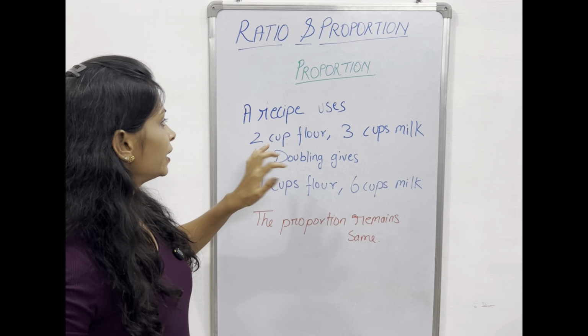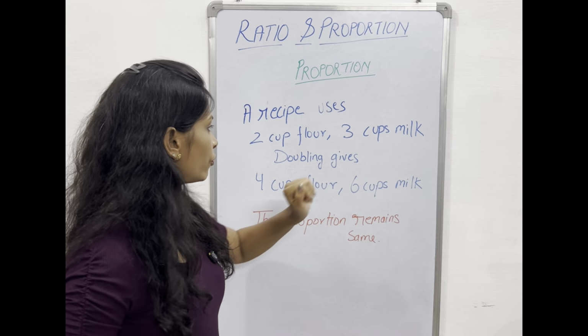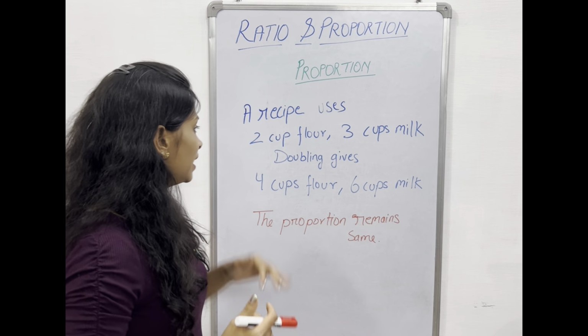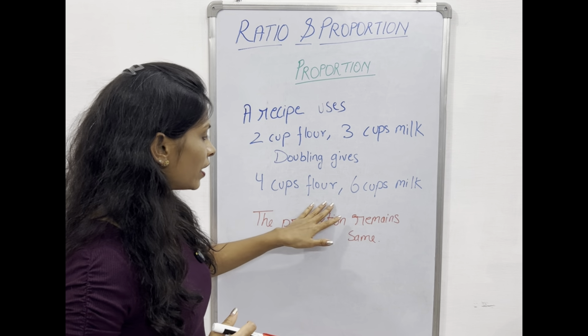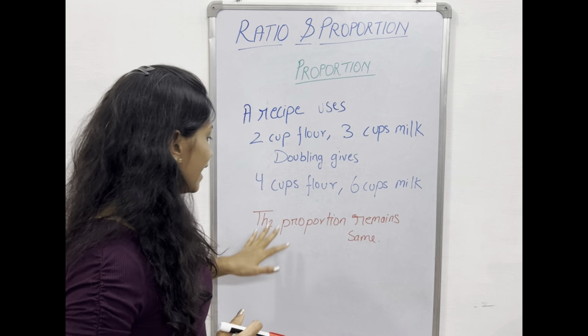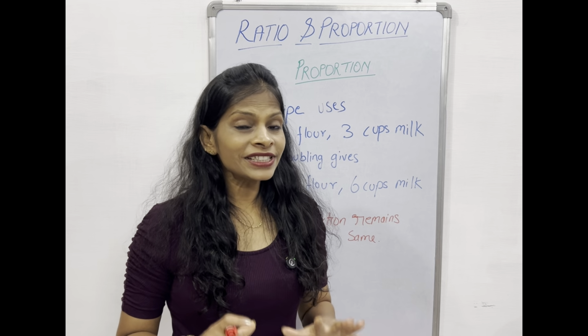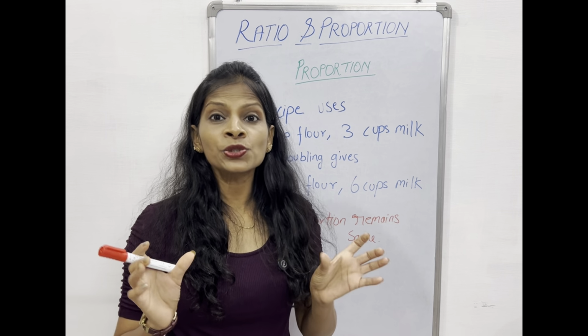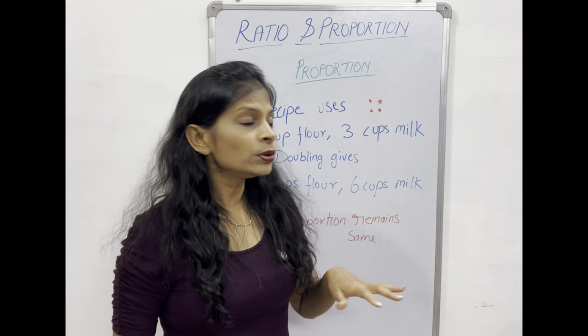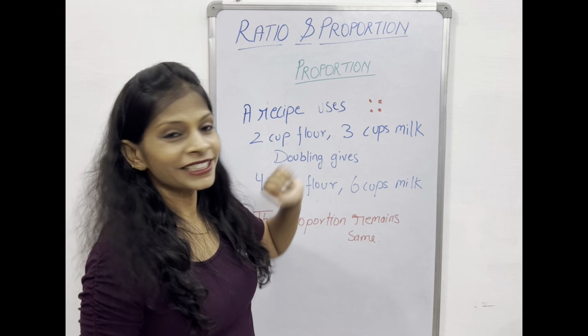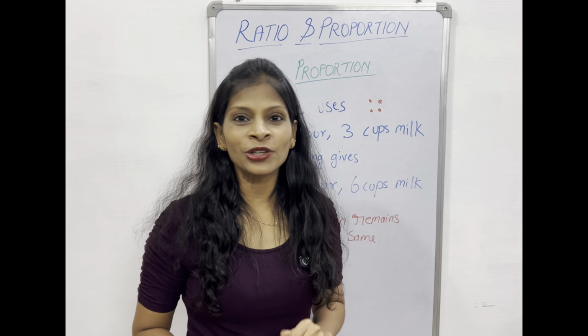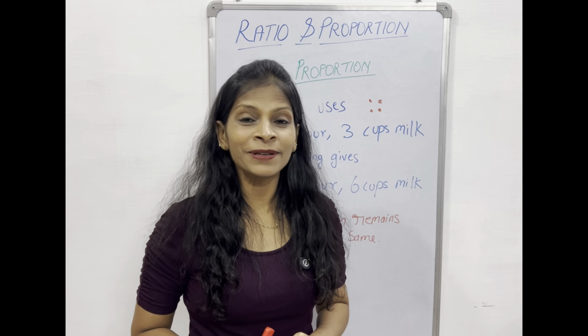If a recipe requires 2 cups of flour and 3 cups of milk, then doubling the same recipe will need 4 cups of flour and 6 cups of milk. Hence, the proportion remains the same. Therefore, a proportion is an equation that represents two equal ratios, and two equal ratios are represented by this proportion symbol.